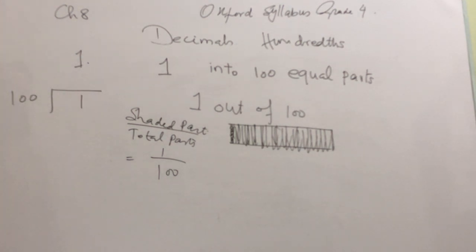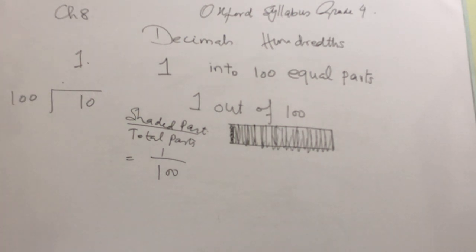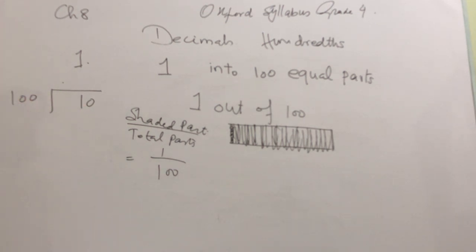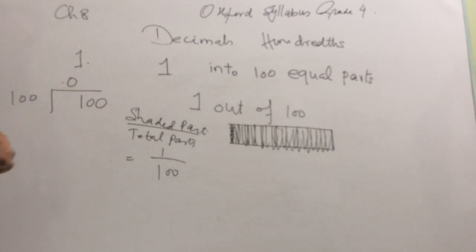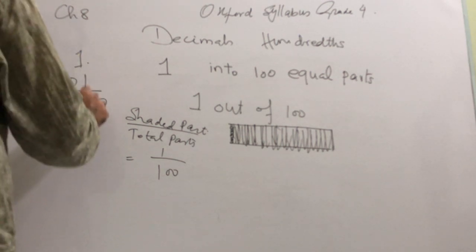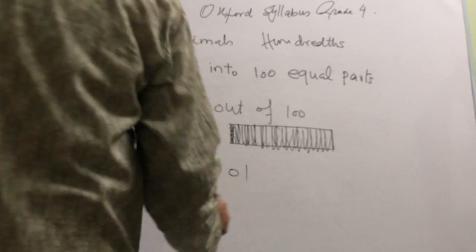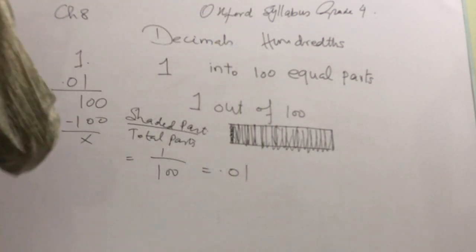1 is smaller, you can't divide. Put point here, put 0 here. Still 10 is smaller than 100. Put another 0 from your pocket. If you are putting here, also put it here. Then now these are divisible. 100 ones are 100. So 0.01. Basically you are getting 0.01, or you are saying 1 over 100 in fractions, but in terms of decimal you are getting 0.01. I'll repeat this.